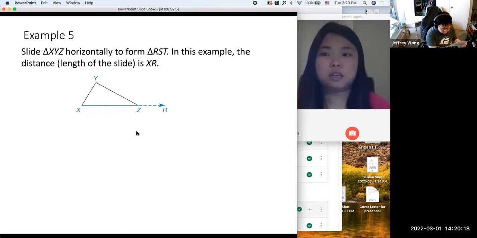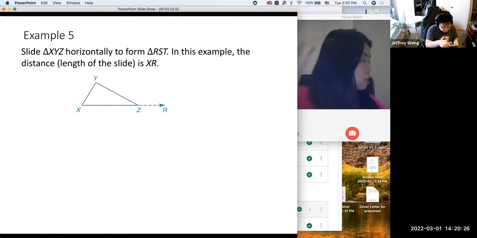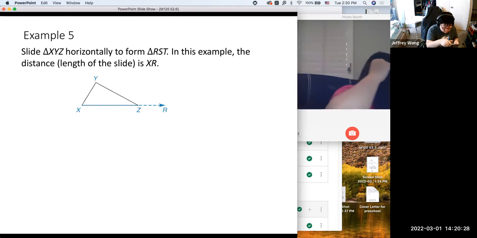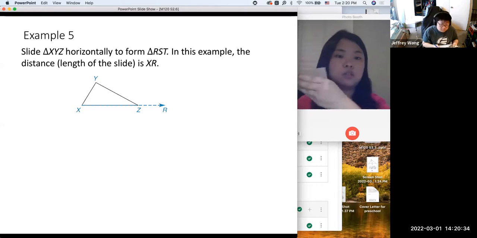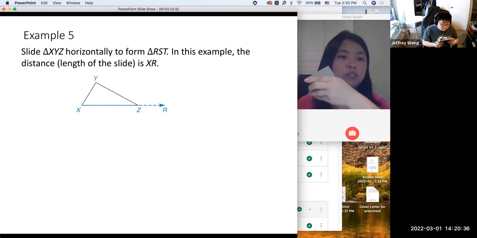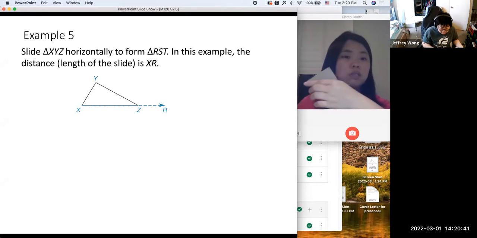If we try to slide the XYZ horizontally, okay, I want you guys to slide the triangle from here. Okay, let's say this is my triangle. I want you guys to slide horizontally. Okay, just like this way, slide horizontally. So what would happen?